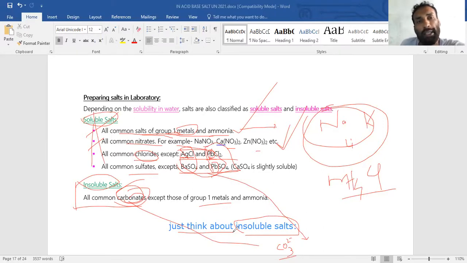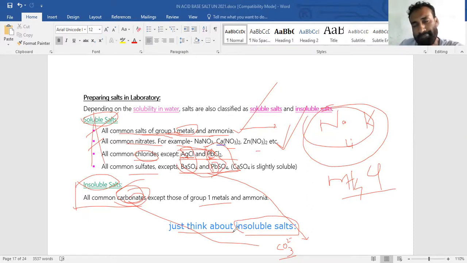Or similarly, carbonate salt, from carbonic acid. Okay, this you learned earlier. And here you get soluble salt or insoluble salt. And also we need to recall, you learned acid. What is an acid? The compound that gives H+ ion in water. The hydrochloric acid, nitric acid, sulfuric acid. Okay, some are weak acid, some are strong acid.